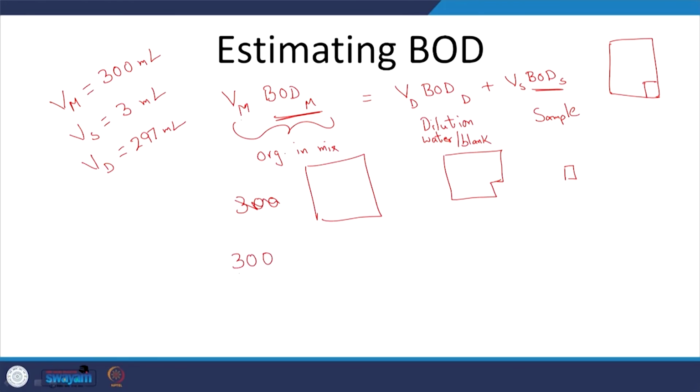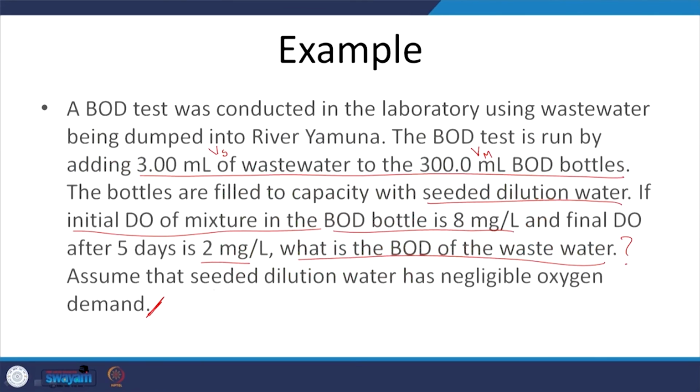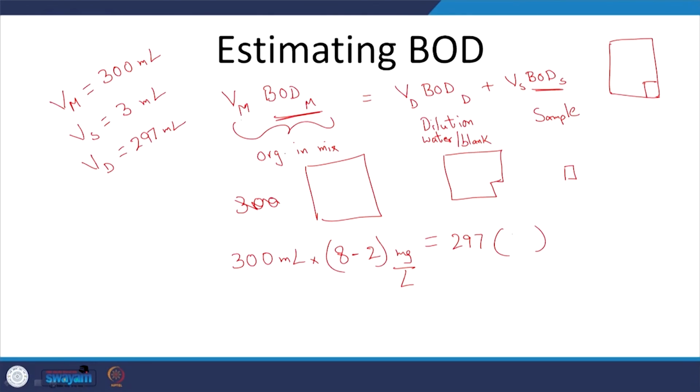So, 300 ml volume into the BOD of the mixture, what do we have? We know that the DO changed from 8 to 2 milligram per liter. This change in DO is equal to the BOD. And here I have 297 into the BOD of the dilution water, but we see that the seeded dilution water has negligible oxygen demand, meaning it is 0, plus the volume of the sample, which is 3, times the BOD of the actual sample, which is what I am trying to calculate.